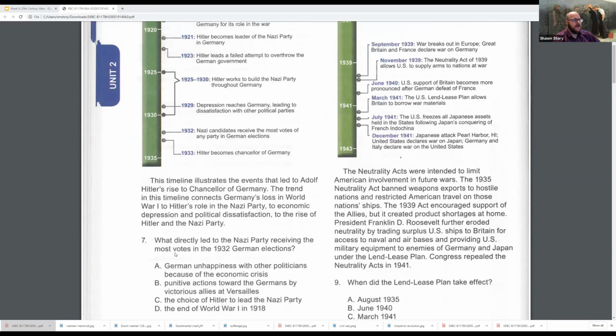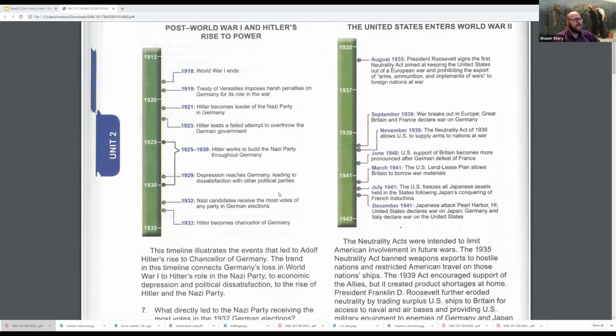So number 7, what directly led to the Nazi Party receiving the most votes in the 1932 German elections? So the German unhappiness with other politicians because of the economic crisis, punitive actions towards the Germans by victorious allies at Versailles, the choice of Hitler to lead the Nazi Party, and the end of World War I in 1918. So what directly led to the Nazi Party receiving most votes in 1932? Well, let's look at our timeline.